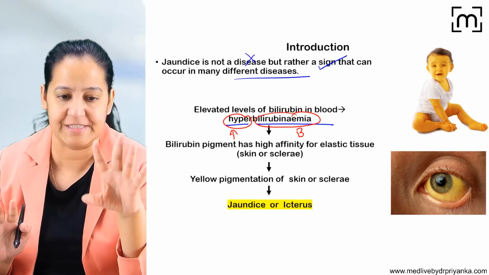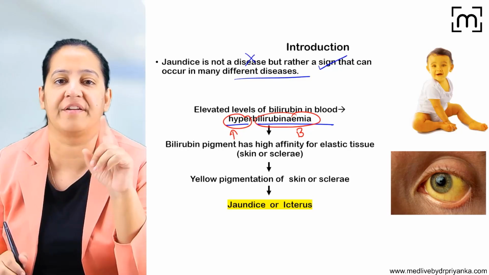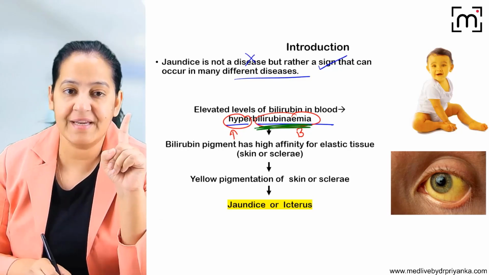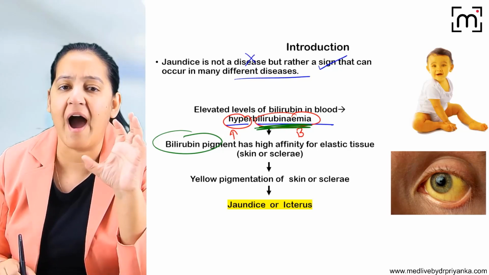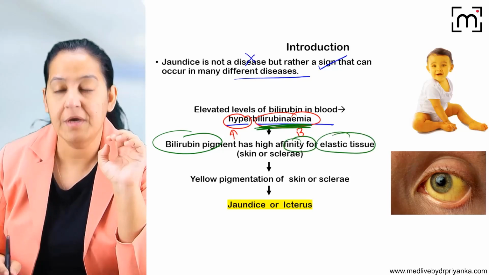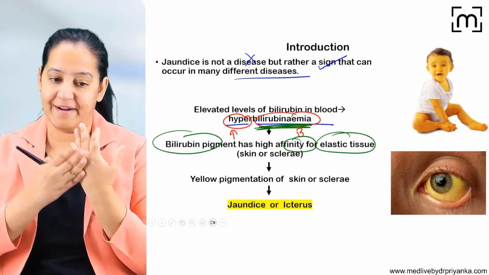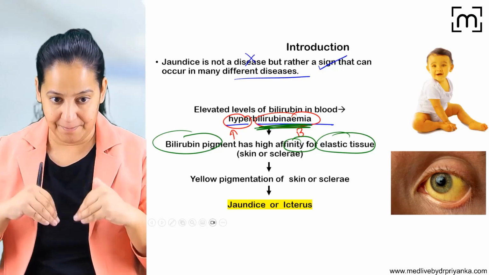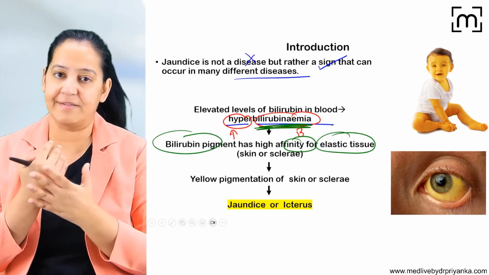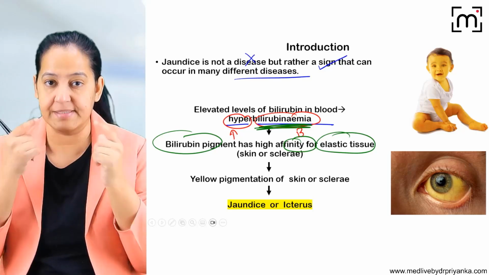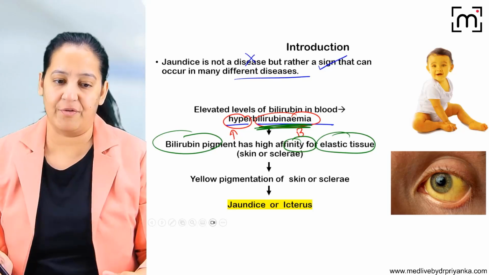But ultimately, whatever it is, whether conjugated or unconjugated, if bilirubin is raised in the blood, the bilirubin pigment has a high affinity for elastic tissue. So in the human body, from head to toe, where is elastic tissue? Elastic tissue is present in the entire skin. So bilirubin present in the blood will bind to the elastic tissue of the skin. And elastic tissue is present in the sclera of the eyes. So bilirubin will come and bind with the sclera of the eyes.